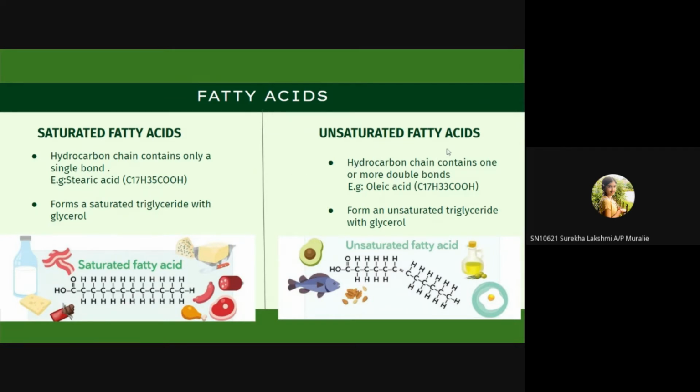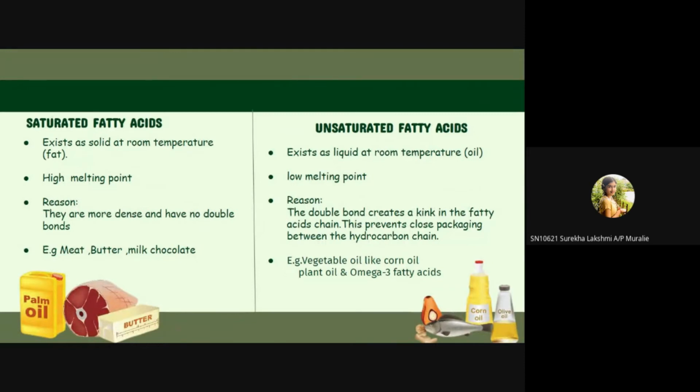Meanwhile, for unsaturated fatty acids, the hydrocarbon chain contains one or more double bonds. We can observe in the diagram over here that there is a double bond between the carbon atoms. An example of an unsaturated fatty acid is oleic acid. The hydrocarbon chain has one or more double bonds because the carbon atoms are not bonded to the maximum number of hydrogen atoms.